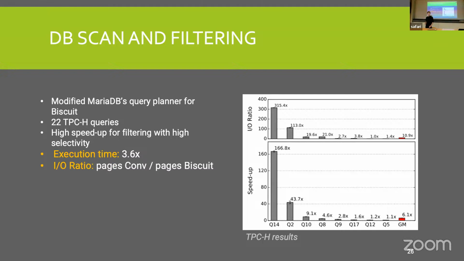And also in general, Biscuit read fewer pages, so it was more efficient with data reads in general. And as you can see on the graph, not every query is present. The reason for that is that not all queries were suitable for NDP because either they were not data intensive enough or selectivity was too low. So you can see it only performs really well in certain cases, but overall it's an improvement.